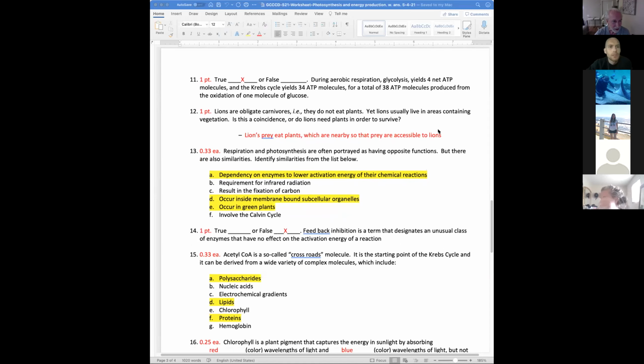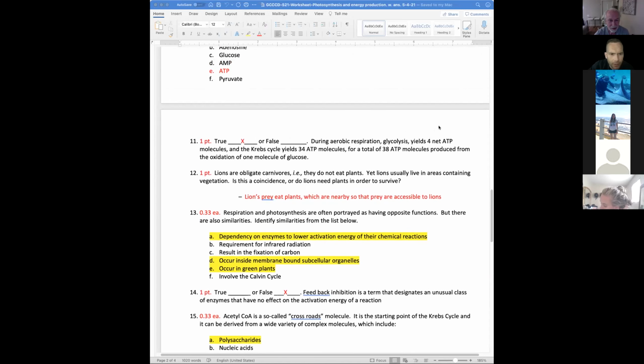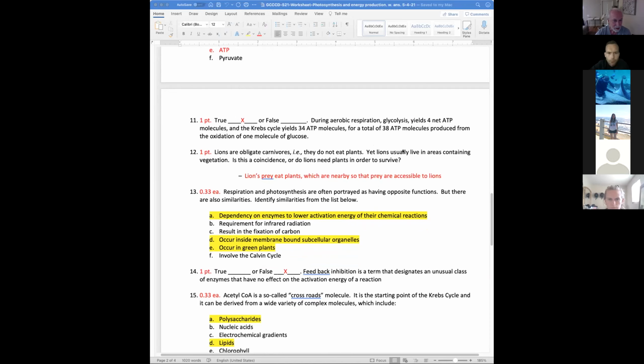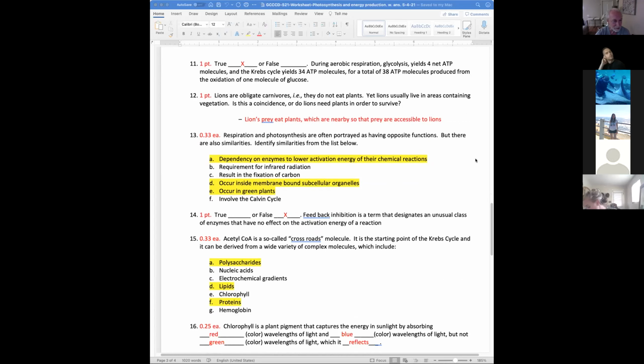Next one's about lions. Could you go over that one, Professor? Like the slide for that one? Yeah, we're going to talk about this. We're going to have stoichiometry later when we get to the slides. And so I hope to make it crystal clear what's net and what's gross. Do lions need vegetation? And the answer is yes. Not that they eat plants, but that they eat prey who eat plants. And most of you got that.